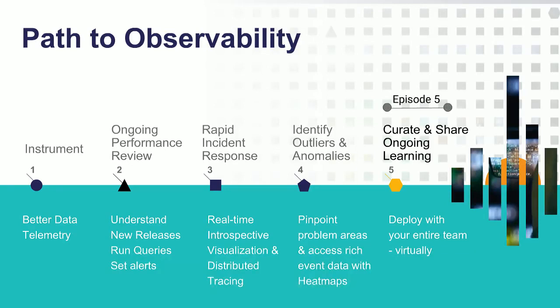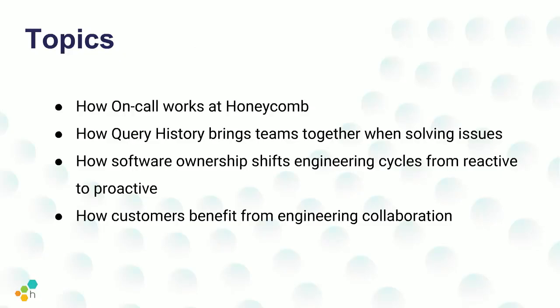This is part of a 5-webinar series, the Honeycomb Learn series, and the goal of this series is to break how to make observability happen into bite-sized chunks. We have previously covered topics like instrumentation, ongoing performance optimization, incident response, identifying outliers and anomalies, and then this is going to be episode 5, Never Alone on Call. In this episode, we're specifically going to be focusing on team collaboration, curated learning, and we're going to be taking a deep dive into how Honeycomb handles knowledge sharing within our on-call rotation. All of this is part of the larger story of how we build a culture of observability within our team.